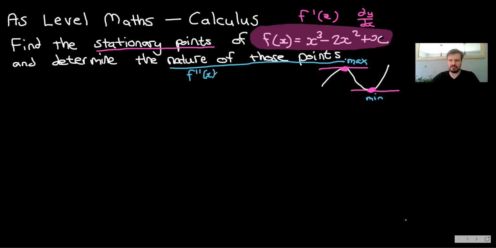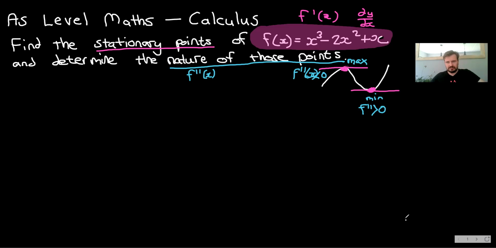Now your minimum is where your f double dash of x, a smiley face graph, right? So happy. So it's where your f double dash of x is greater than 0. Where you have a maximum, you have a sad face graph. So f double dash is sad. So if you're sad, you are negative, right? So then it's f double dash of x is less than 0.